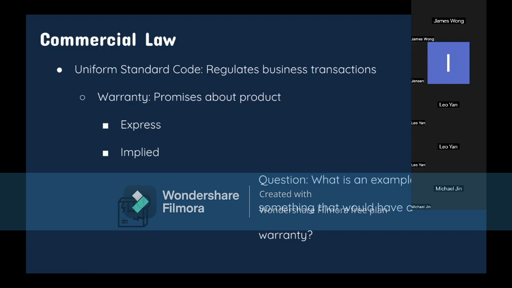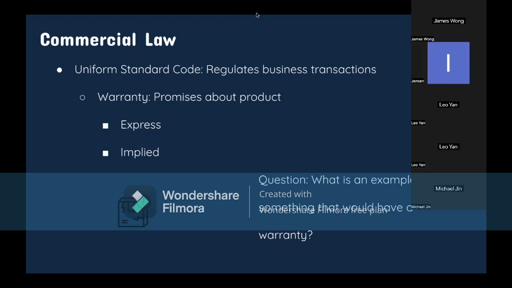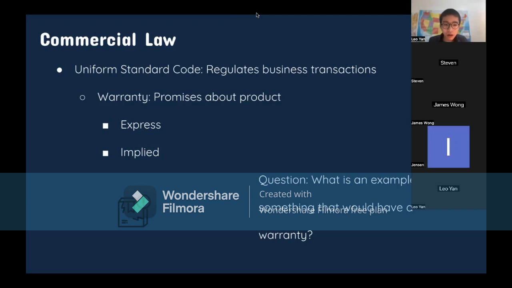And one major thing that this standard code guarantees is a warranty. A warranty is basically a promise about a product, and I'm pretty sure you've all seen warranties before. It's just that you didn't know the proper term for them was warranty. And there are two types of warranties. The first one is express warranty. An express warranty is any type of warranty in which the product explicitly states that there is a warranty.